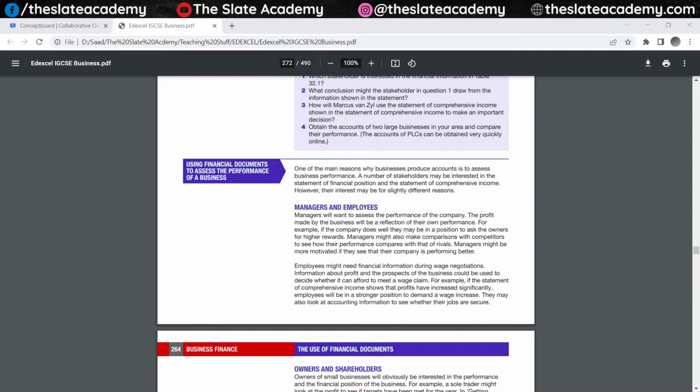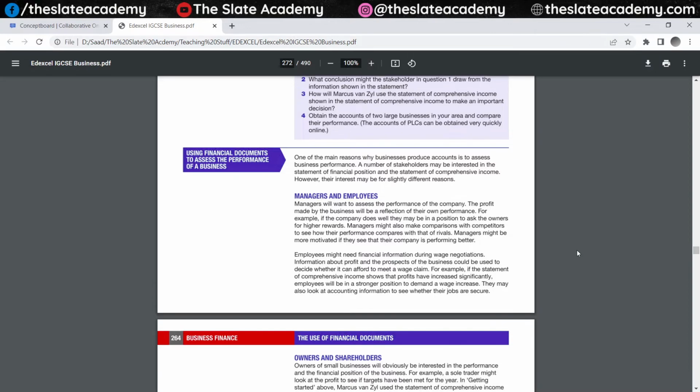Because they are responsible for day-to-day running of the business, they themselves like to assess whether they're executing this job as per the requirement, or as per the standards, or as per how everybody else is doing in the field. Is their performance at par with them or not? So that's how the managers use them.